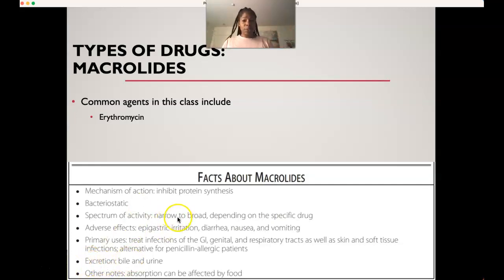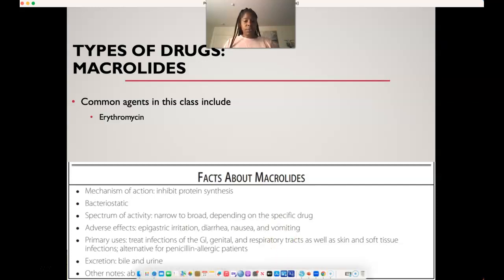The spectrum of activity is going to be both narrow and broad. It just depends on the type of drug that's going to be prescribed. But now we can start to see there's been an increase in the adverse side effects. So you get epigastric or stomach irritation, of course the diarrhea, and then you can see vomiting associated with that. So what that tells us is that as we're starting to think about the therapeutic index, it's probably moving down a little bit, high for penicillins, and then probably in the middle somewhere. So we can see that there's an increase in the adverse side effects for this particular type of drug use.